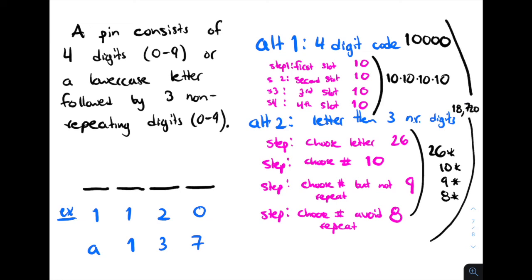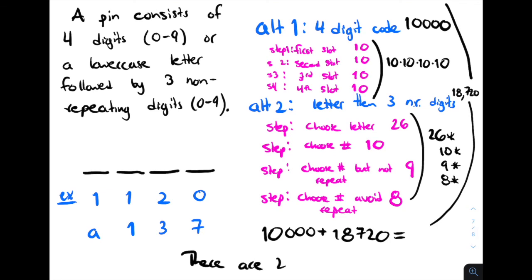And then our outermost layer, we have 2 alternatives. So we'd want to add 10,000 to 18,720 to get that. There are 28,720 possible pins.